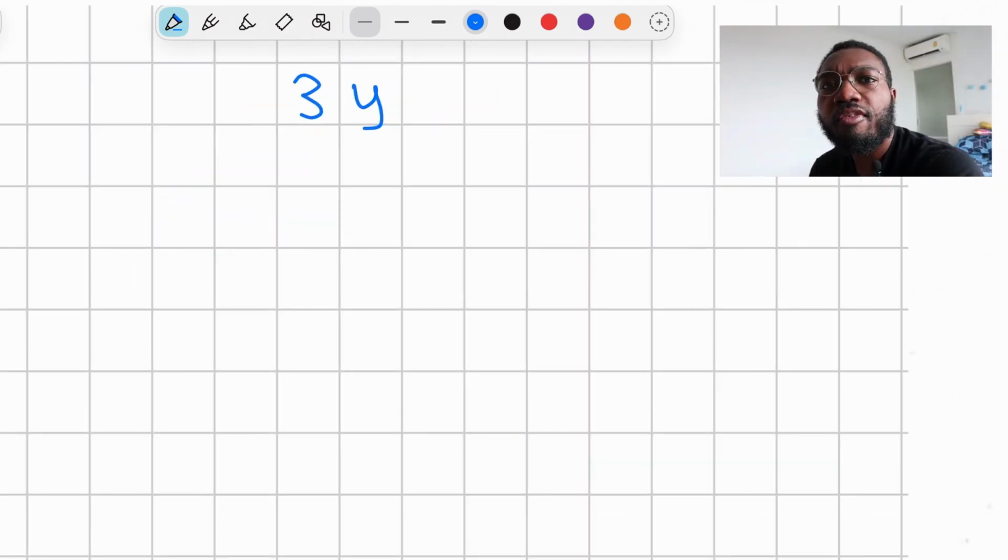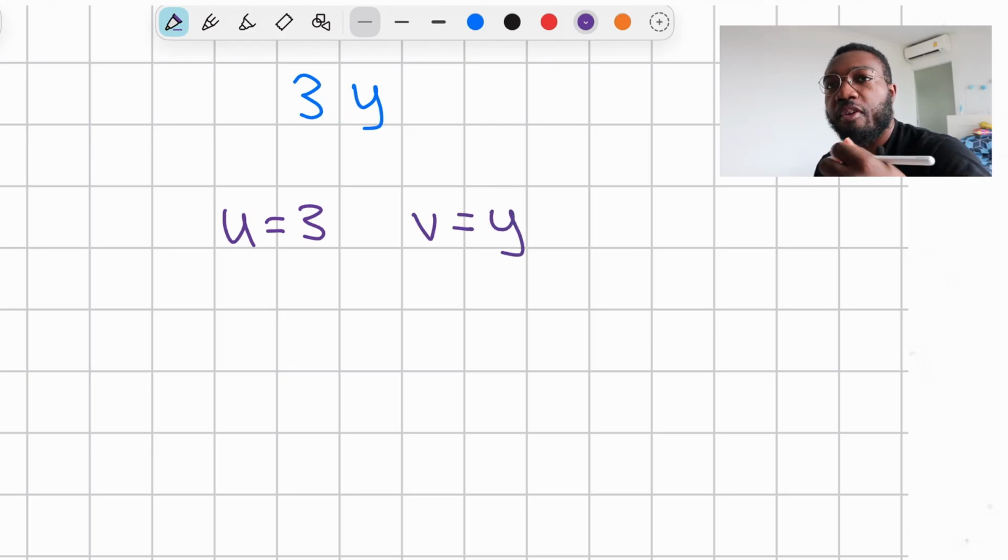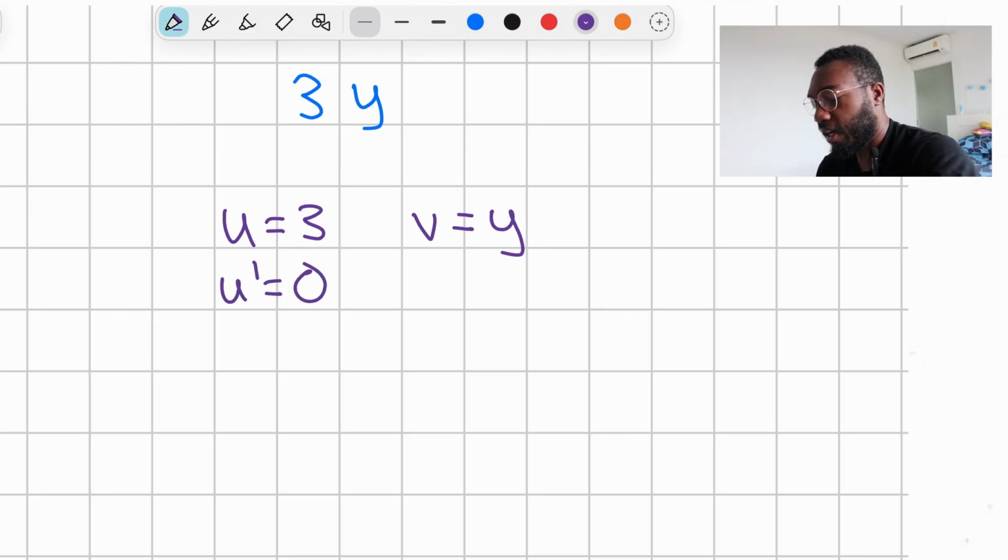So right now we have 3y and we want to differentiate that with respect to x, but we don't have any x value. So how would we differentiate this with respect to x? So what we can do is we can actually use the product rule. So if we use the product rule, then let's let u equal 3, and then we'll let v equal y. And if we differentiate u with respect to x, we get u dash is just equal to 0. And then we get v dash.